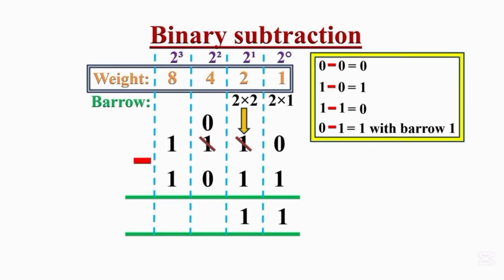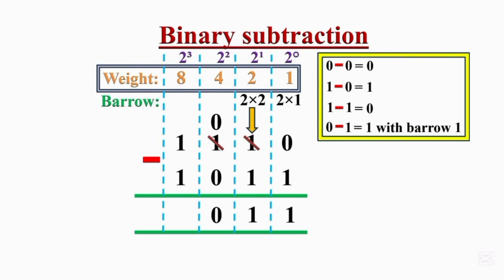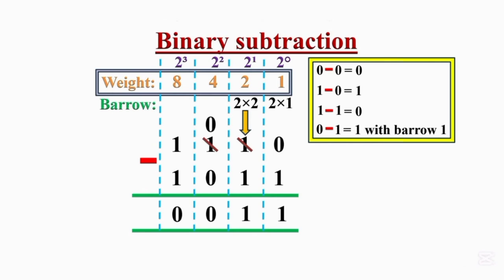So we write 1 as the answer in the 2 column. Hence, whenever we are borrowing from the next column, we will write it as 2 in that particular column, because in the binary number system, each digit's place value increases by 2 times. We must always remember this while doing binary subtraction. Now let's move to the next column, the 4 column. Here we have 0 minus 0, which equals 0. Now we move to the 8 column. Here it is 1 minus 1, which equals 0. So after the subtraction, we get 0011 as the result.